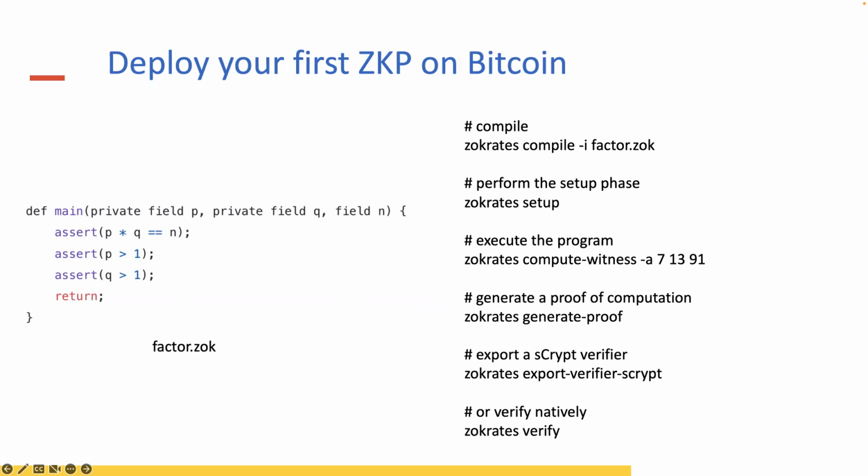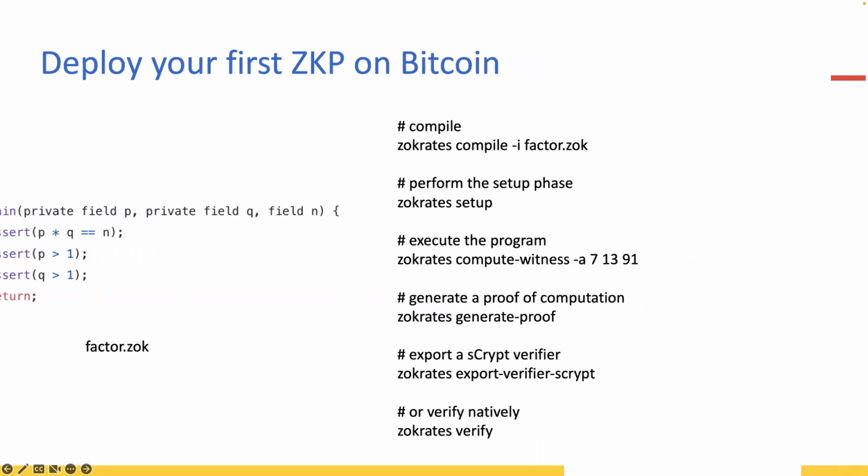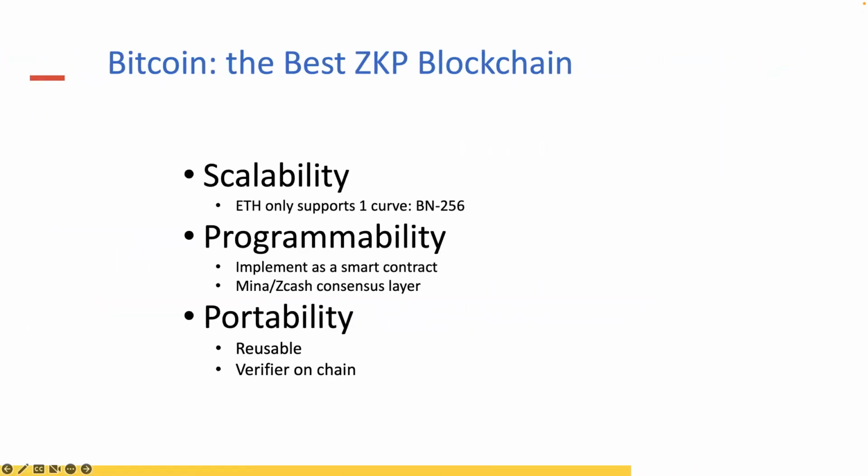To close this up, I just want to mention a few things. Why do you want to do this on Bitcoin versus, I heard that you can do this on Ethereum, on Zcash, on a bunch of other blockchains, right? I'm here just to say that not only is Bitcoin good, it's actually the most friendly blockchain for zero knowledge proofs. Why? Because first of all, it's scalable.